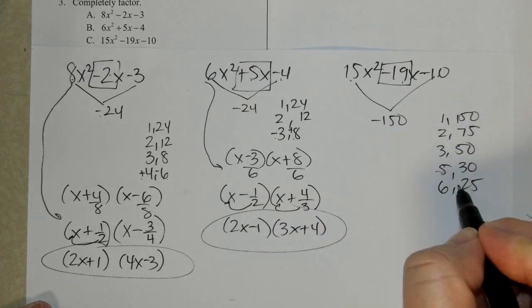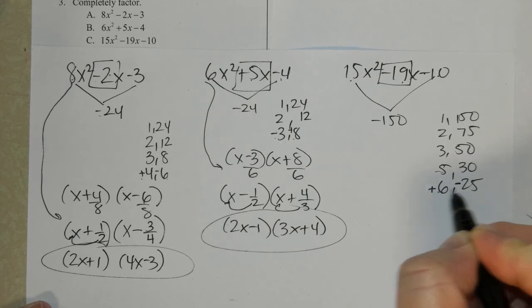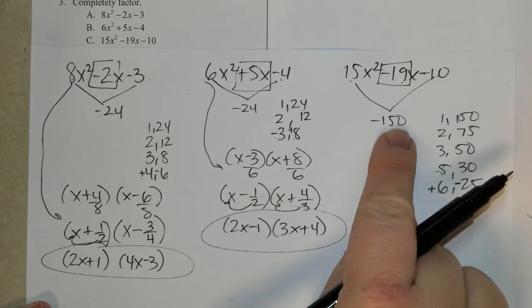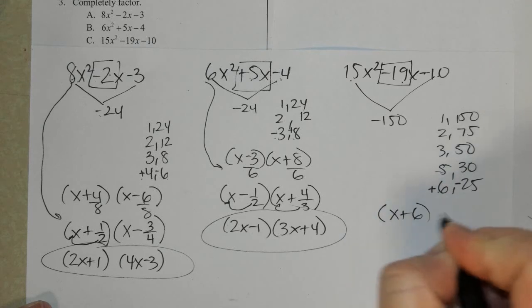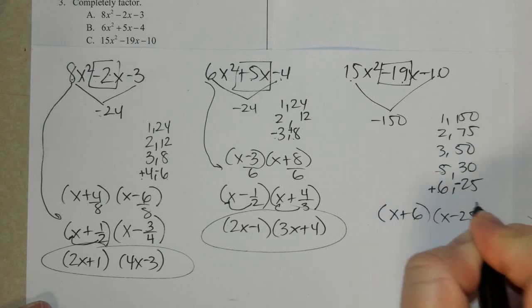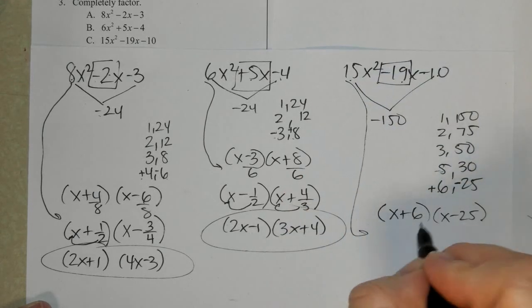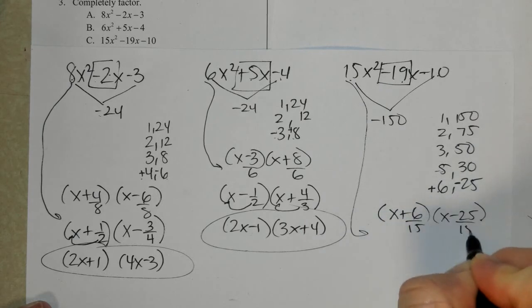So if I make this a negative 25 and a positive 6, they multiply to equal negative 150 and they combine to give you a negative 19. So x plus 6 and x minus 25. Again, leading coefficient is not a 1. We must do bottoms up.